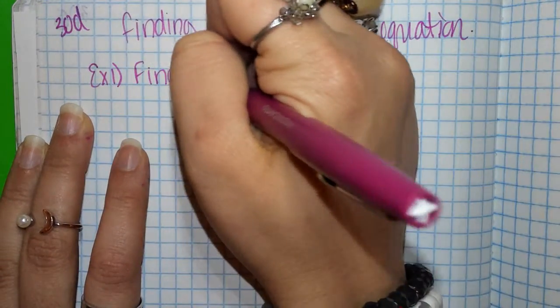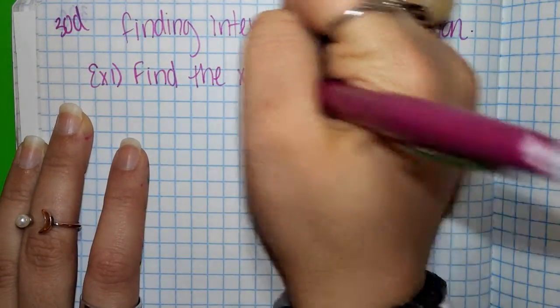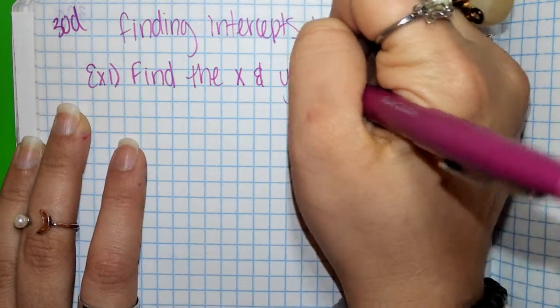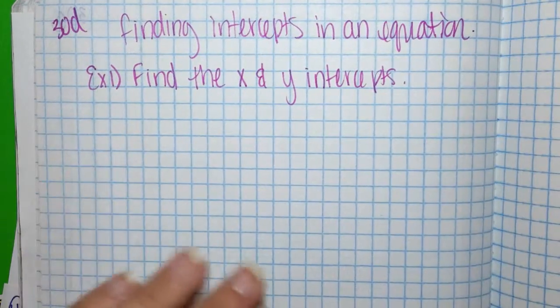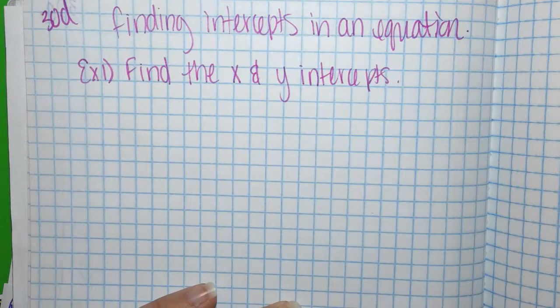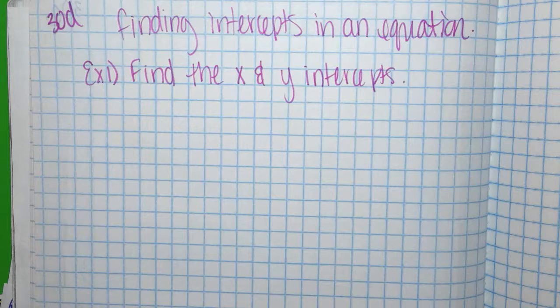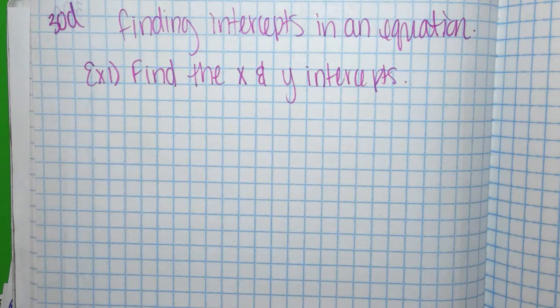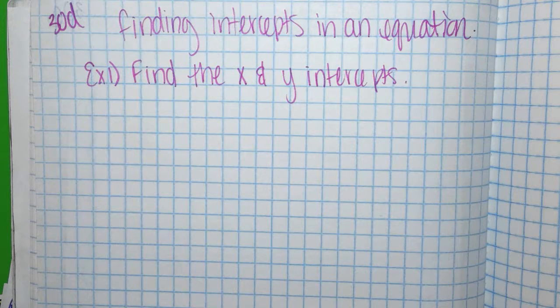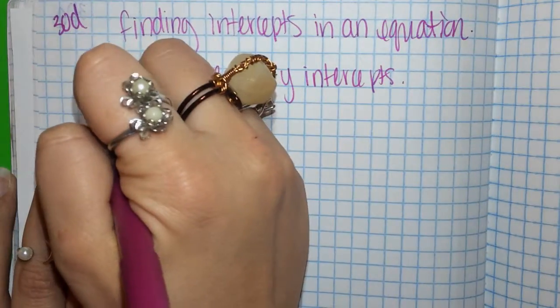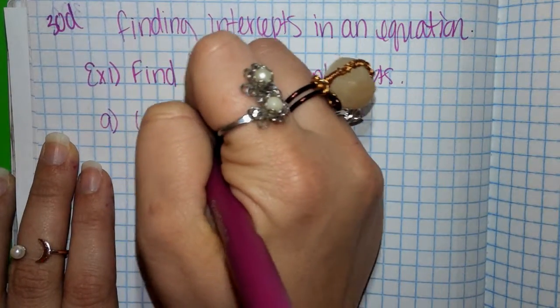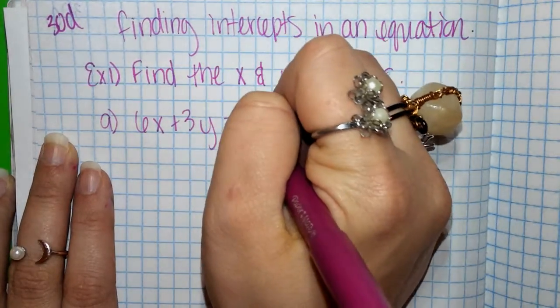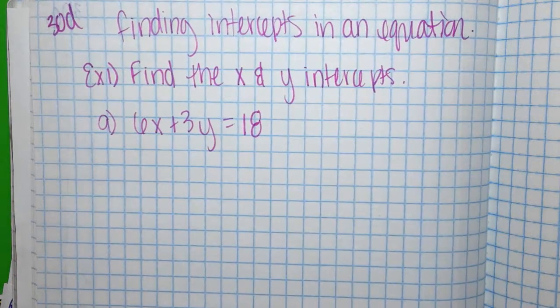Find the x and y intercepts. Alright, here's our first one. We have 6x plus 3y equals 18. It's our first problem.